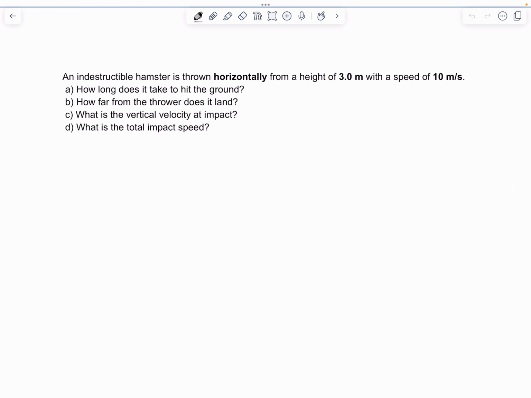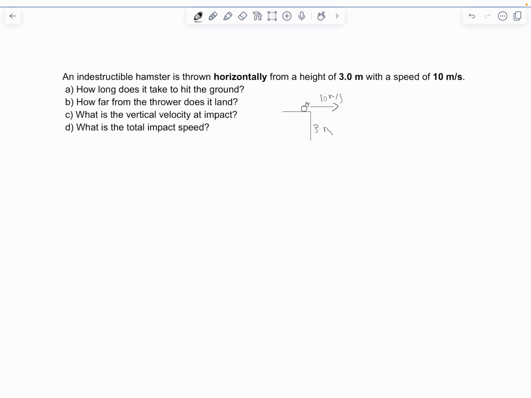Alrighty, I'm going to run through this problem. An indestructible hamster is thrown horizontally from a height of 3 meters with a speed of 10 meters per second. So, let's say here is our little hamster that isn't destructible, by the way. Alright, it is 3 meters up, and it is being thrown this way with the velocity of 10 meters per second.